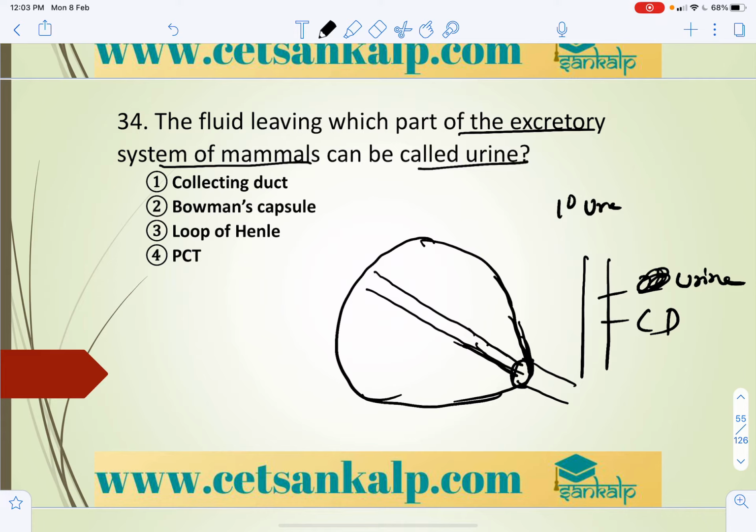So here are the things you have to keep in mind. The collecting duct goes inside the renal pyramid and joins at the papilla, this is the renal papilla. Generally, what is in the collecting duct is called the urine.